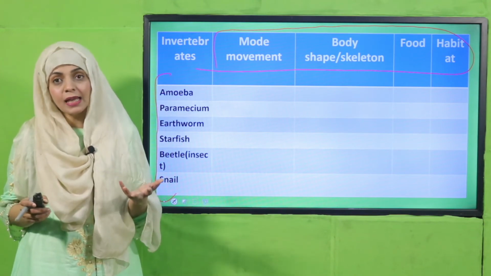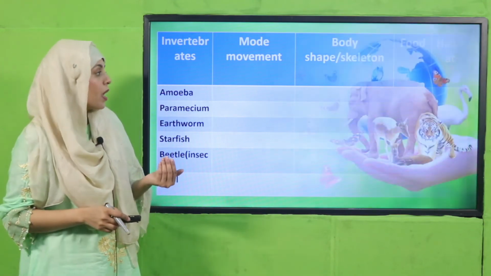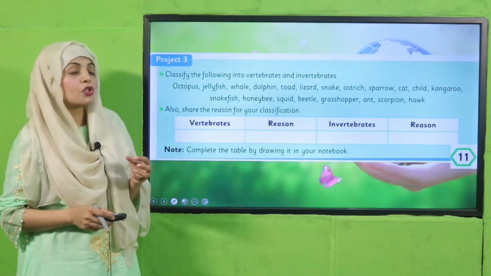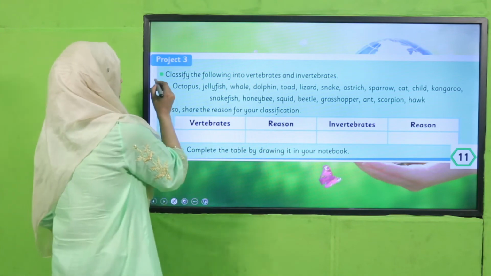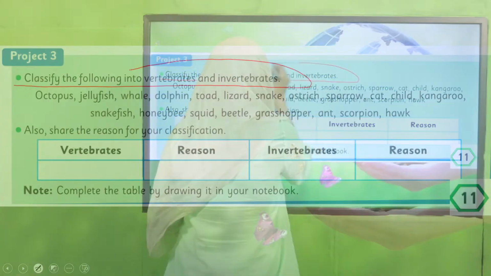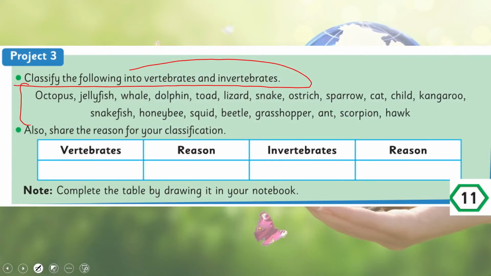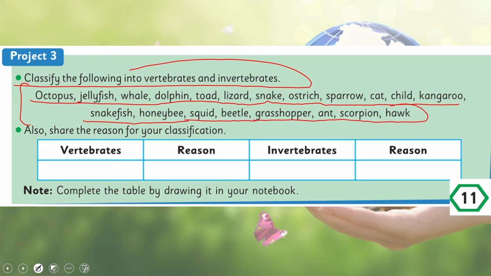I hope everybody has done it. Now let's move forward. Okay, so my dear students, now it's time for project 3. What you need to do is classify the following into vertebrates and invertebrates. So again, we have some animals given here: octopus, jellyfish, whale, dolphin, toad, lizard, snake, ostrich, sparrow, cat, child, kangaroo, snakefish, honeybee, squid, beetle, grasshopper, scorpion, hawk.